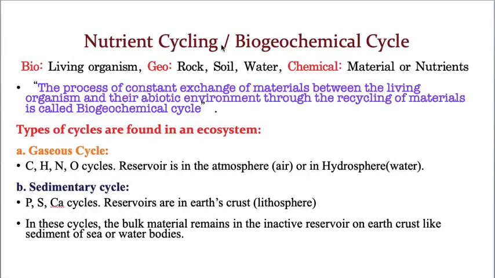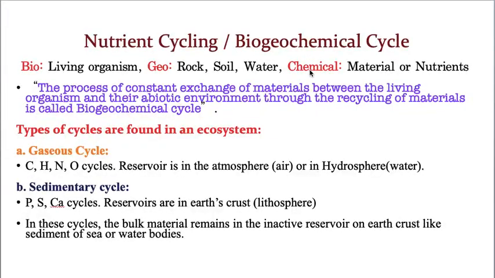Bio means living components, biotic components like animals, human beings and also microbes. Now, the next part is geo. Geo means it may be rock, or soil, or water. Like this, abiotic components come under geo. Whereas chemicals means the mineral nutrients that are present in the atmosphere, in the environment. That is called chemical.